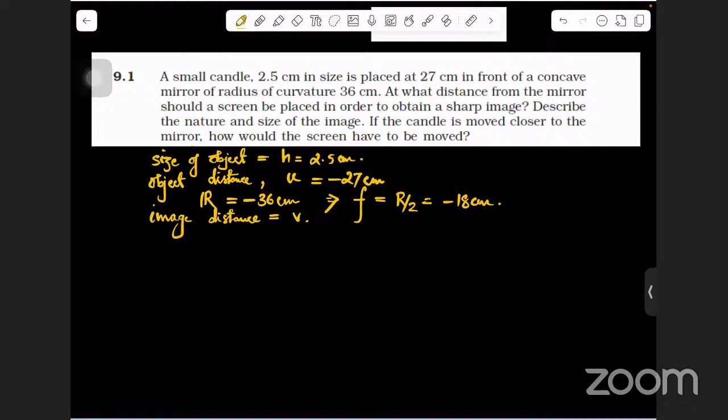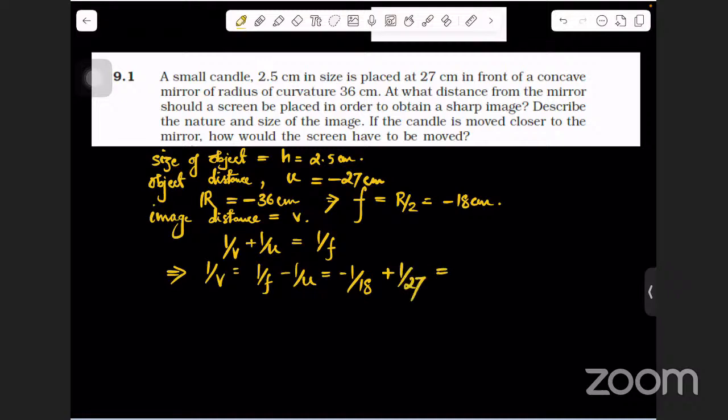Now it's pretty obvious we have to apply the mirror formula: 1 upon v plus 1 upon u equals 1 upon f. We will put in the values over here. 1 upon v equals 1 upon f minus 1 upon u, and 1 upon f is minus 1 upon 18, and minus 1 upon u, where u is minus 27, so plus 1 upon 27.